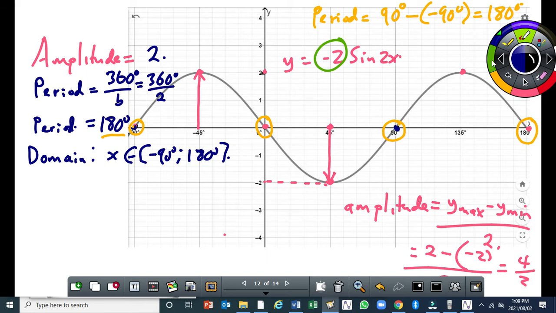Let me just indicate for you. This one here is used to determine the amplitude, and this one here to determine the period. So if it was just minus sine x, for the period calculation it would change, but for amplitude, it will remain 2.